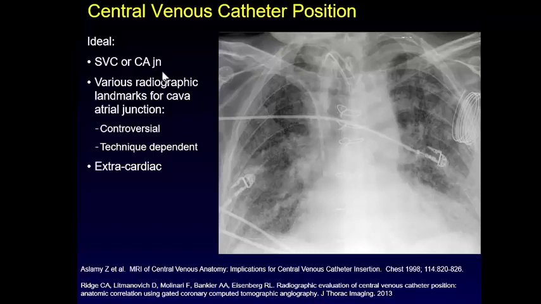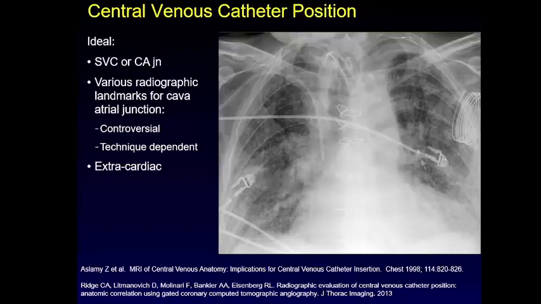And in the literature, there have been a number of ways described to localize the cava atrial junction on radiography, and there's not universal agreement as to which is the best. But in this article in Journal of Thoracic Imaging, the authors proposed that where the bronchus intermedius crosses the right heart border seemed to be the most accurate. However, it was not accurate in everybody, and it's not a precise anatomic location because things vary with technique, they vary with patient anatomy, but that seemed to be a reasonable approximation of where the cava atrial junction is.